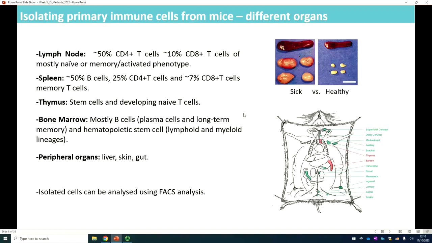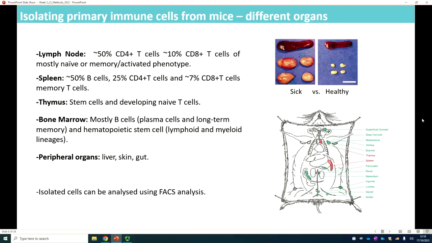So you can see that we can isolate different cells from different lymphoid organs. And this is just showing an anatomical map of the primary lymphoid organs, but also the different lymph node sites that we have.